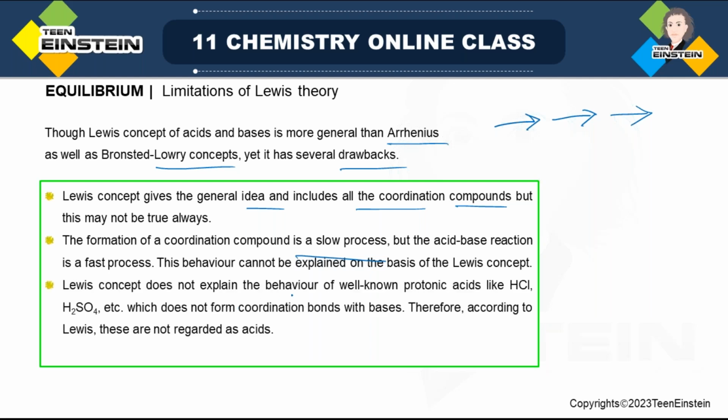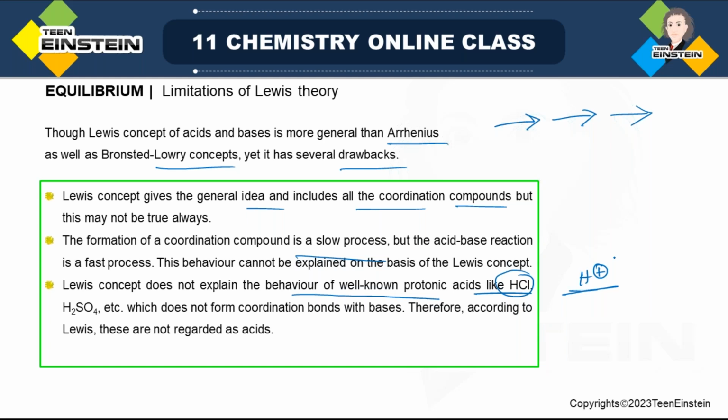The Lewis concept does not explain the behavior of well-known protonic acids like HCl, H2SO4, HNO3. So why can we not explain them on the basis of Lewis theory? Because Lewis theory is all about electron pair acceptance. But when you talk about HCl, HNO3, H2SO4, they are basically donating H plus. So you can explain them better with Arrhenius or Bronsted, but not Lewis. So that is the problem.